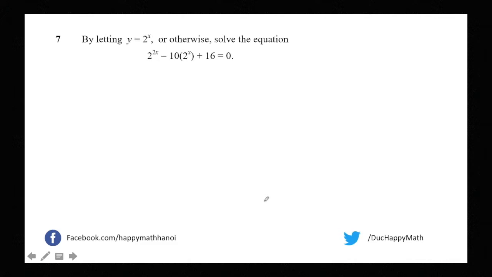Another way for question 7. You can easily see that when I let y equal 2 to the power x, then y squared will be equal to 2 to the power 2x. 2 is the base number, and you take the number multiplying the power of 2. From the original function we come to y squared minus 10y plus 16.